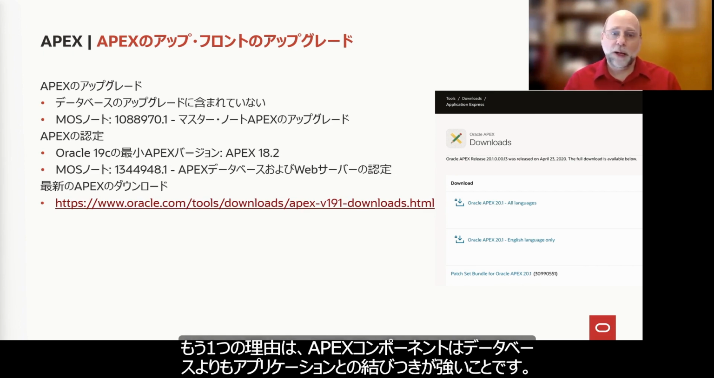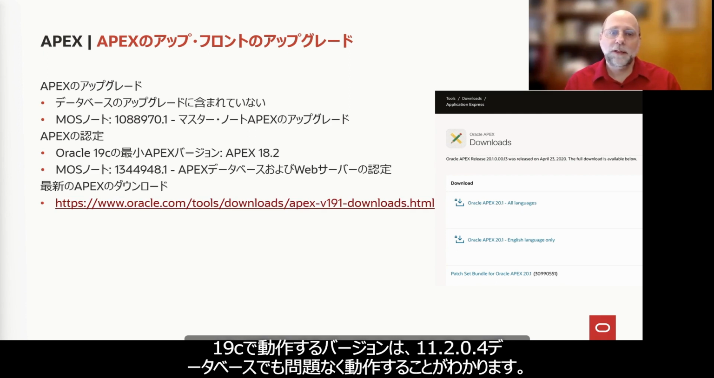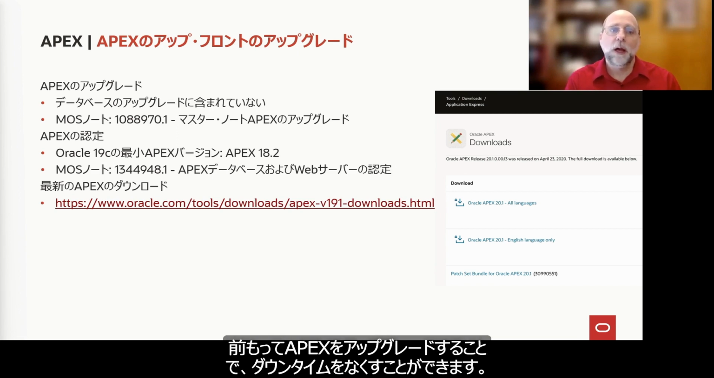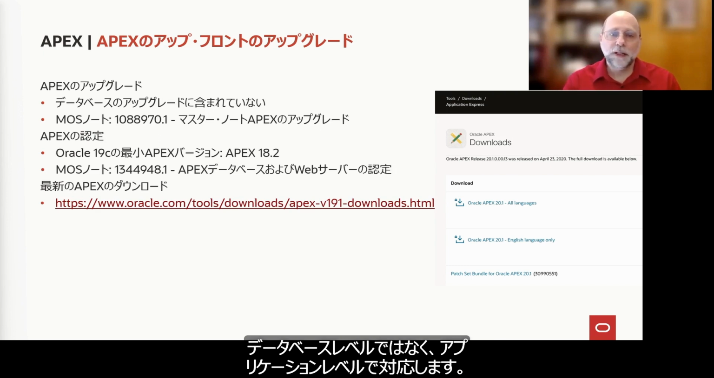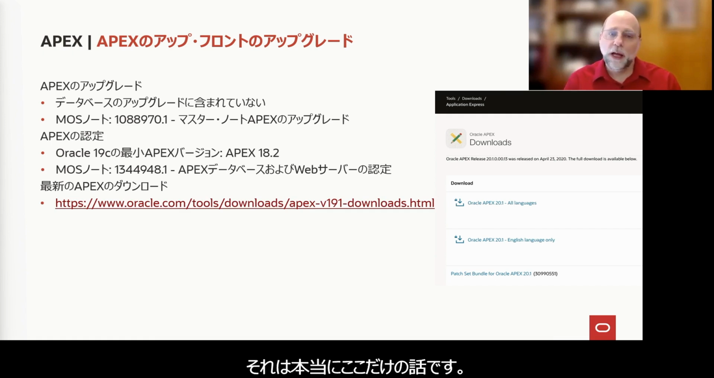Another reason is that Apex, the component, is really much more tied to the application than it is to the database. The version of Apex is only loosely coupled with the database, and you'll find that the versions that run with 19c will also run perfectly well with an 11.2.0.4 database. And finally, that means that you can take the Apex upgrade out of the downtime window for your database upgrade. By upgrading Apex up front, you eliminate downtime, you take care of it from an application level instead of the database level. And a little secret for you, in our next versions of Oracle Database, Apex is not even going to be included in the database distribution. It's really kind of its own thing there.